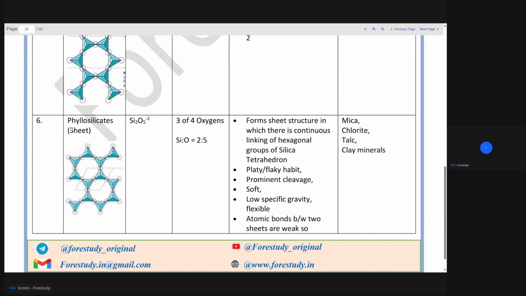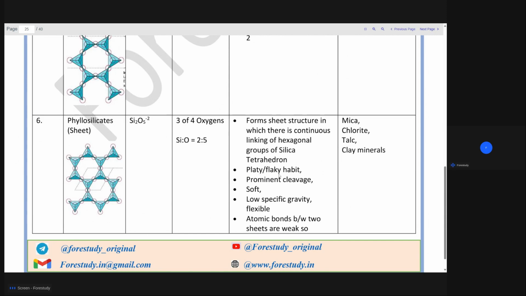A brilliant example of a sheet silicate is mica. You will be able to remember mica as an example of a sheet silicate or phyllosilicate. So 3 out of 4 oxygens are shared, and the Si to O ratio will be 2 is to 5. Remember this ratio always. It forms a sheet structure with continuous linking of hexagonal groups of silica tetrahedra. So it will have a platy and flaky habit.